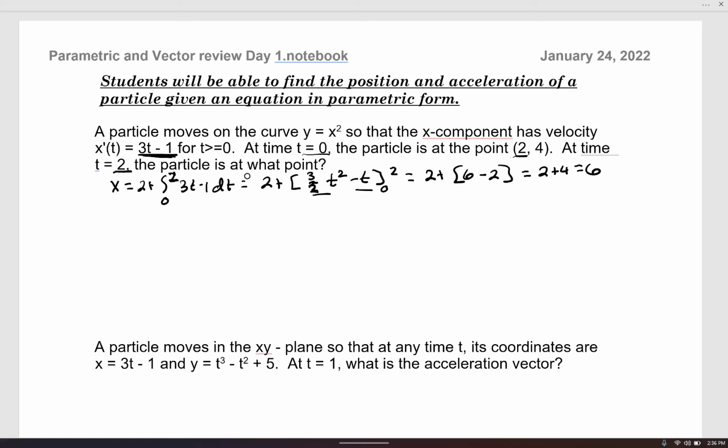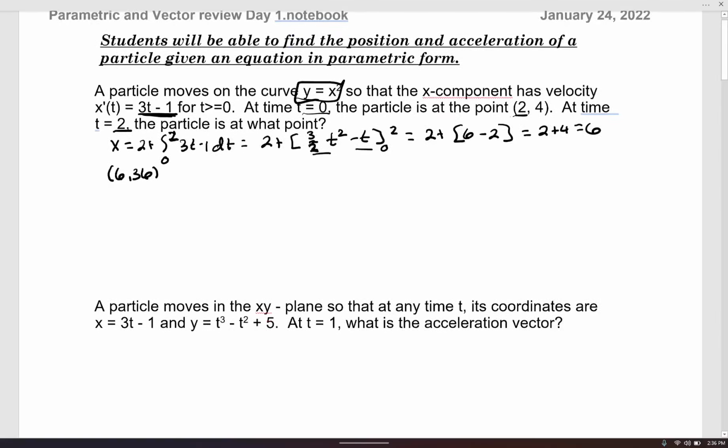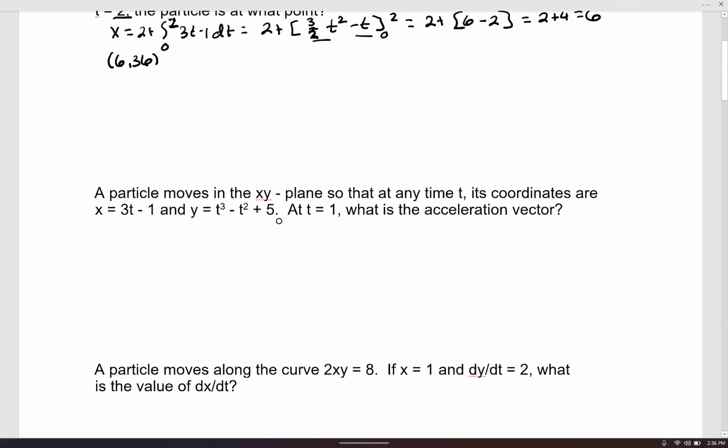Well, now we have to find what point that is, and we got the x. It's 6 comma something, but we know that y is equal to x squared, so 36. The particle moves in the xy plane, so at any time t, its coordinates are that.